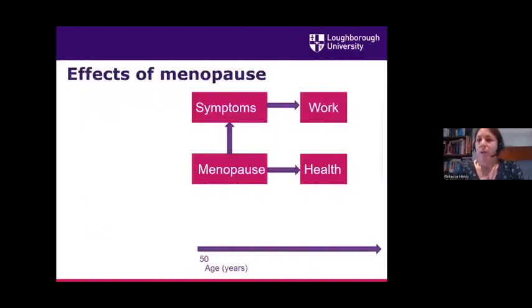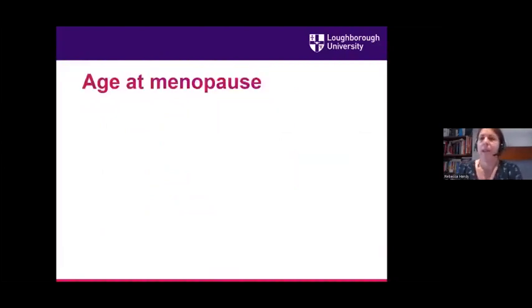So we know that we've got these things that are related to menopause: symptoms, subsequent health, and symptoms are related to work. But if we're just studying menopause and subsequent health, we're starting looking at health at the age of 50. So I argue that to really understand what's happening in later life, we need to look at those previous approximately 50 years, and that will shed light on helping us understand what happens at menopause and beyond. So I'm first going to talk about age at menopause.